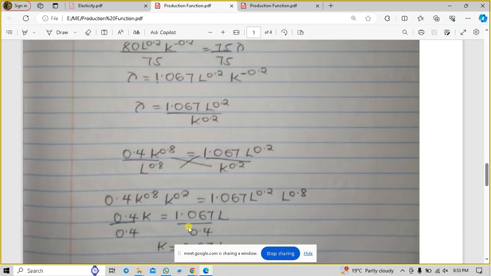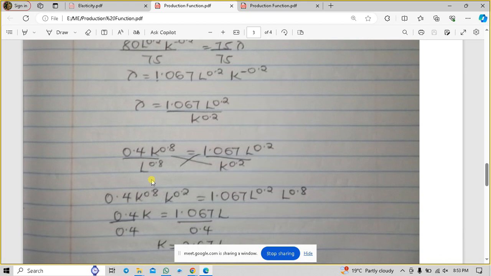Cross multiply. So it will be 0.4k power 0.8 times k power 0.2 equals to, so we multiply and put them together, equals to 1.067 L to the power 0.2, L to the power 0.8. In short, we have put these together, this and this together.